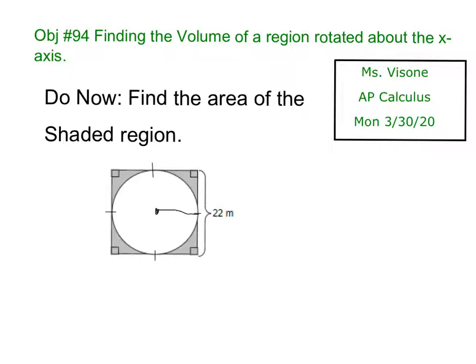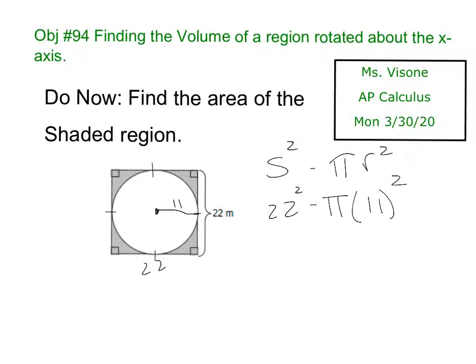So the area of a square is side squared. And then we're going to take away the area of the circle, pi r squared. So the side of the square is 22. And then you subtract off pi r squared. What's the radius of the circle? Well, if this whole thing is 22, then this is 11. So that's just 441 minus 121 pi.